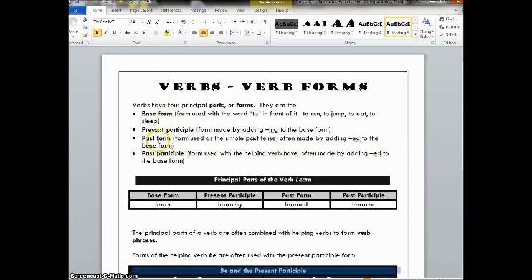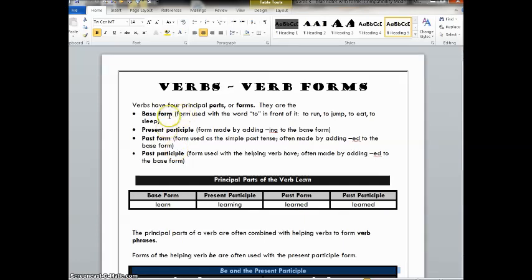You want to think about forms as building blocks. So every verb would have four blocks to choose from. And depending on what tense you want for your sentence, you would choose one of the four blocks for that verb.